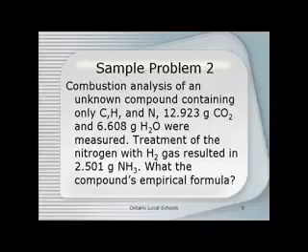Well, we're ready for a more complex problem. Let's look at this one. Combustion analysis of an unknown compound containing only carbon, hydrogen, and nitrogen. 12.923 grams of carbon dioxide and 6.608 grams of water were measured. Treatment of the nitrogen with hydrogen gas resulted in 2.501 grams of ammonia, which is NH3. What is the compound's empirical formula?